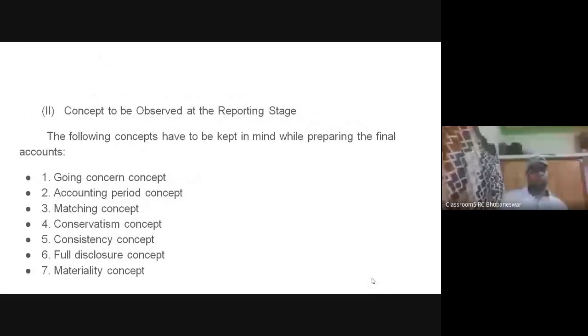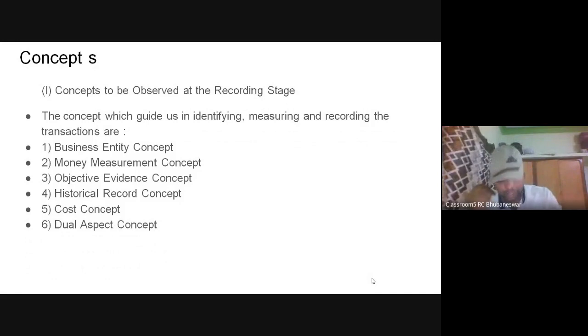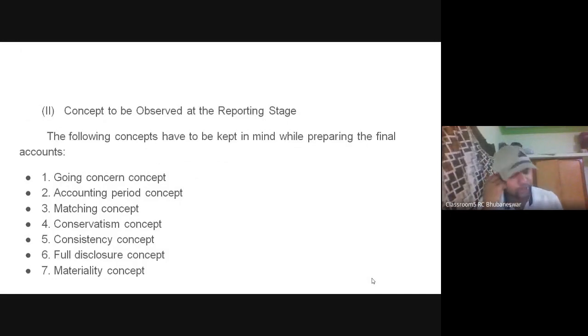Next, some others are there. So I had already divided into two parts. The first one is concepts to be observed at the recording stage. These are the various recording stage concepts. Then the second one is various concepts which are observed at the time of reporting stage. Reporting stage means this at the time of interpretation.